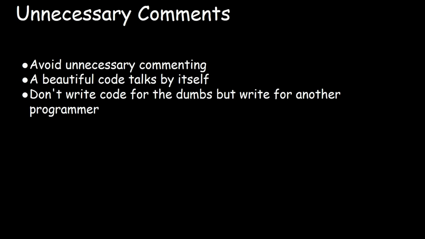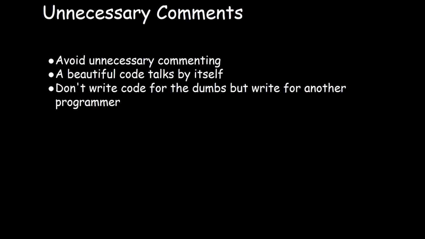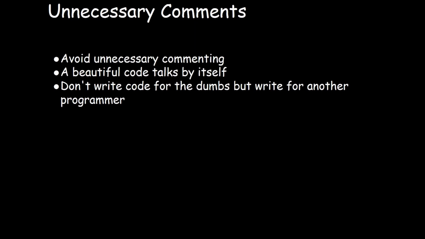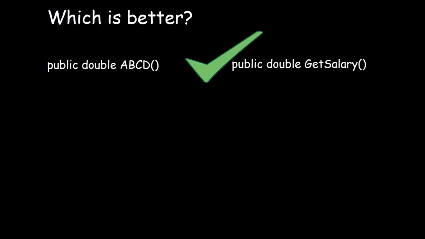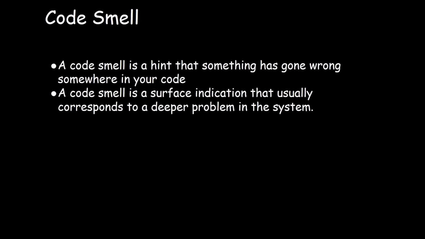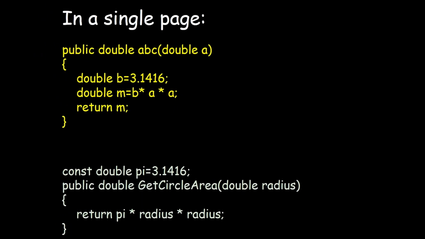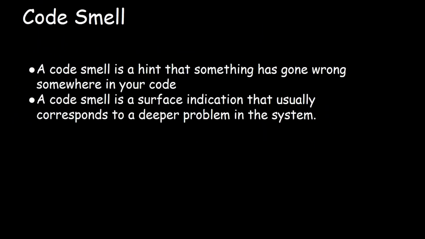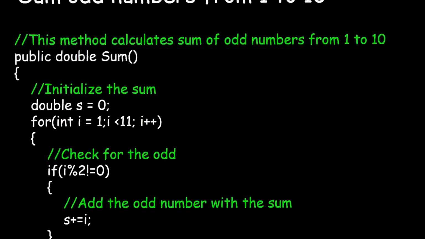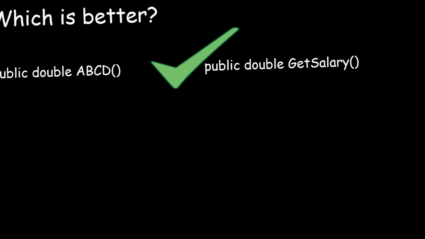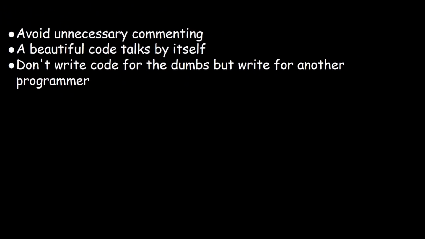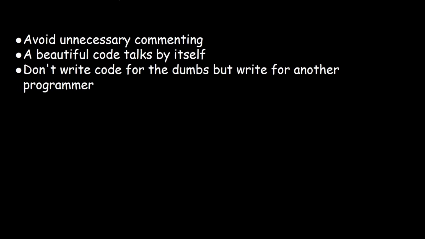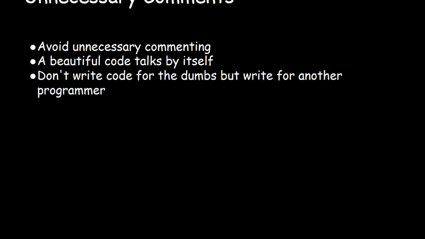Second thing, unnecessary comments. We do it a lot. We should avoid unnecessary comments, because a beautiful code like this one, this is a beautiful code, talks by itself. We understand by reading it. Don't write code for dummies, but write for another programmer.